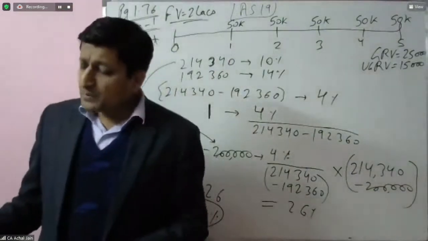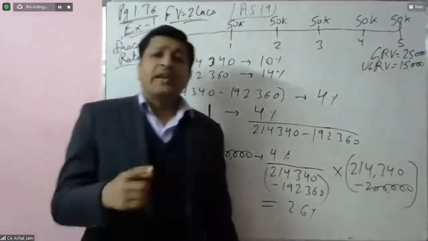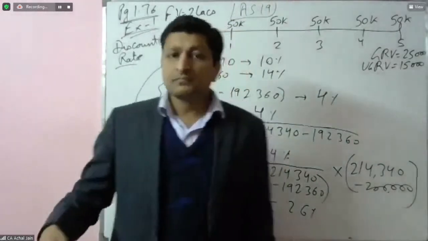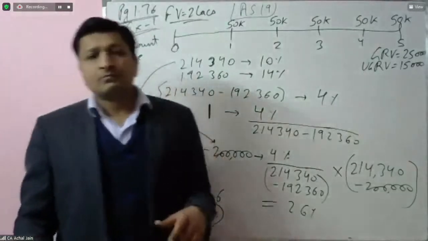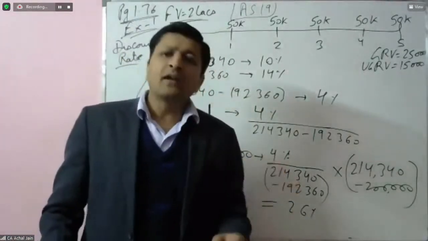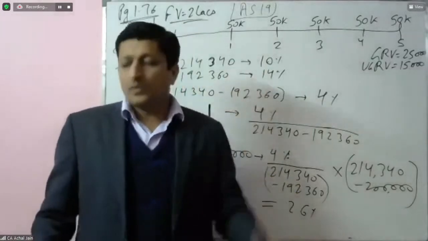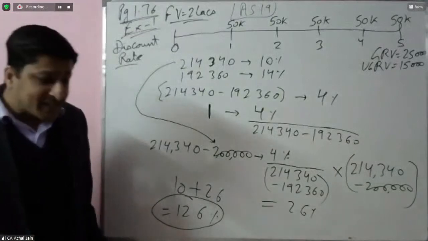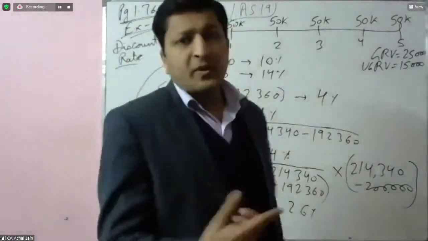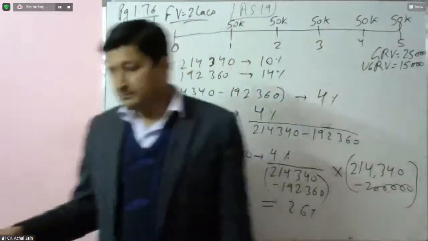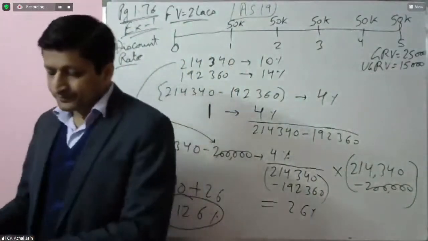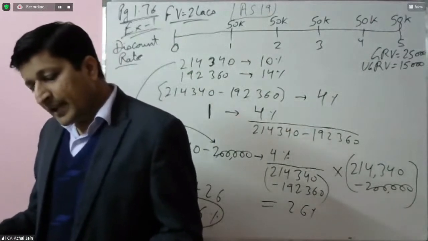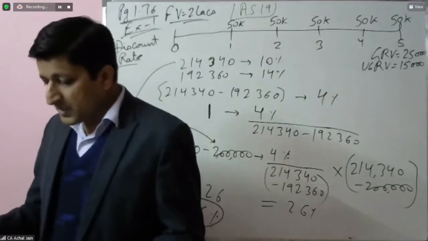So the new rate is 12.6. Please remember one rule. Whenever you increase the rate, your present value will go down. And if you bring down the rate, your present value will go up. If you increase the rate, present value will go down. If you decrease the rate, present value will go up. Clear? Quickly, any questions, any doubts that you may have on this, please let me know.